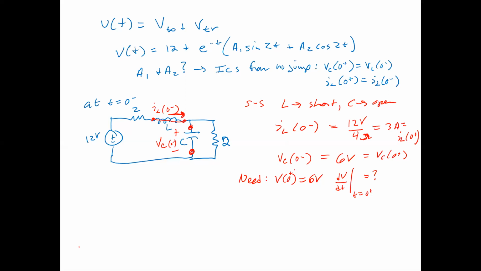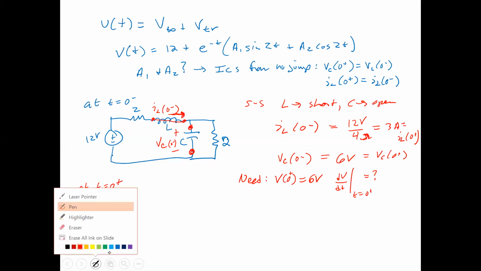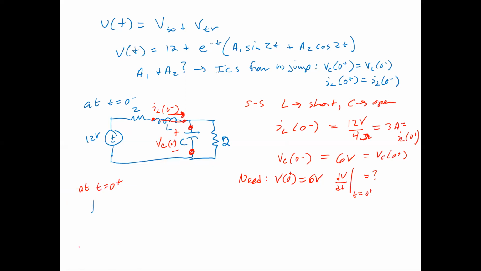Well, we have to draw that circuit now at t equals 0 plus. You kind of did this already, right? So this should be somewhat familiar. T equals 0 plus, you've got your 12-volt source. You've got your 2 ohm resistor, your inductor, and your capacitor.